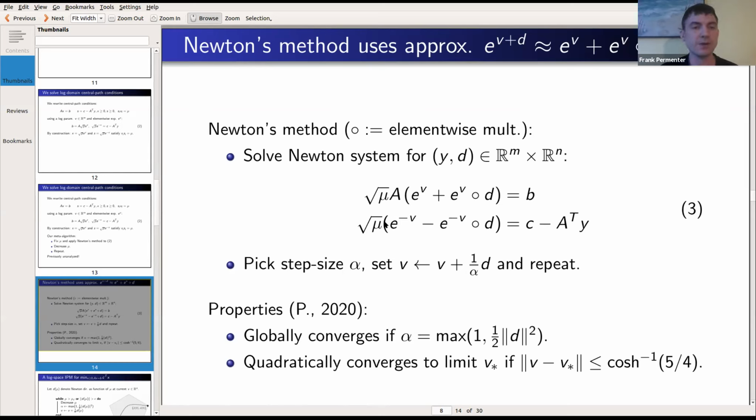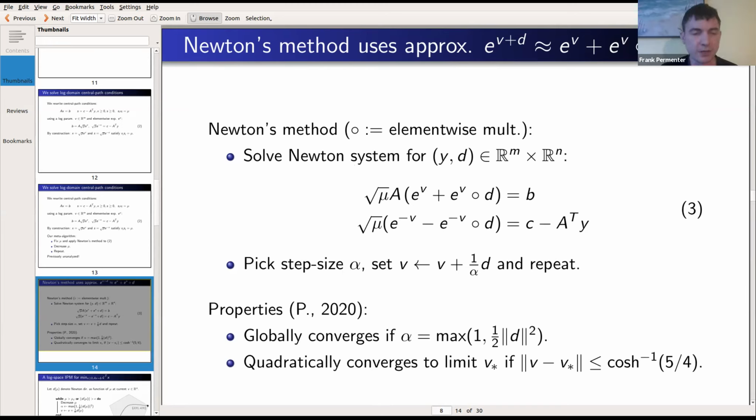Okay, so what can we prove about this log domain Newton method applied to the central path conditions? It globally converges if I use the following step size rule. This step size says take a full Newton step unless the norm of the Newton direction meets a threshold, otherwise rescale by the norm squared. So if I start this Newton method at an arbitrary V and I use this step size, I will converge to some point on the central path, the point on the central path corresponding to the given value of the centering parameter mu.